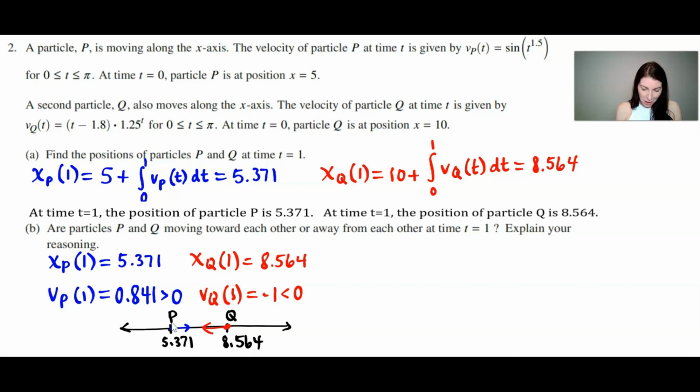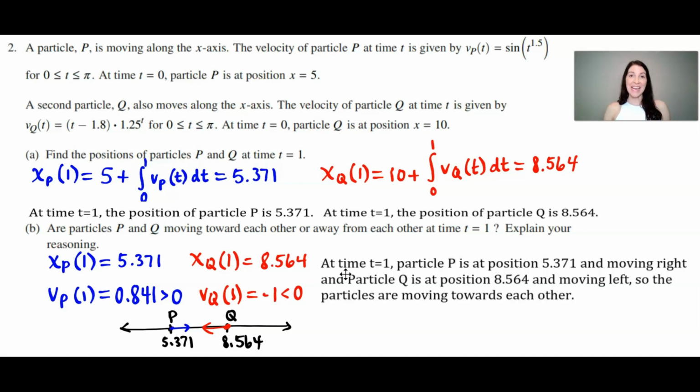So just by my little picture here on my number line, I can see that particles P and Q are moving towards each other, but now I'm going to explain my reasoning in a sentence. At time t equals 1, particle P is at position 5.371 and moving right, and particle Q is at position 8.564 and moving left, so the particles are moving towards each other. Now on to part C.